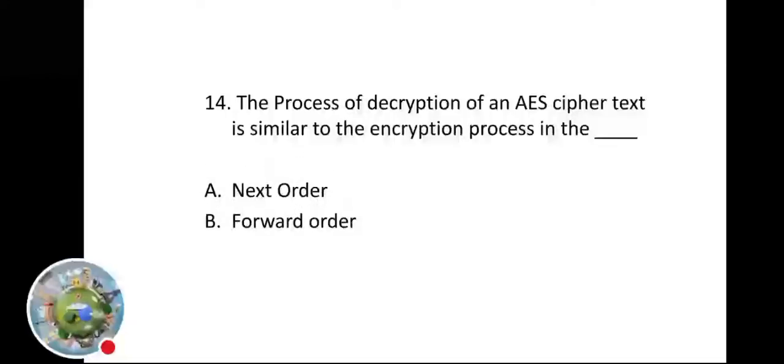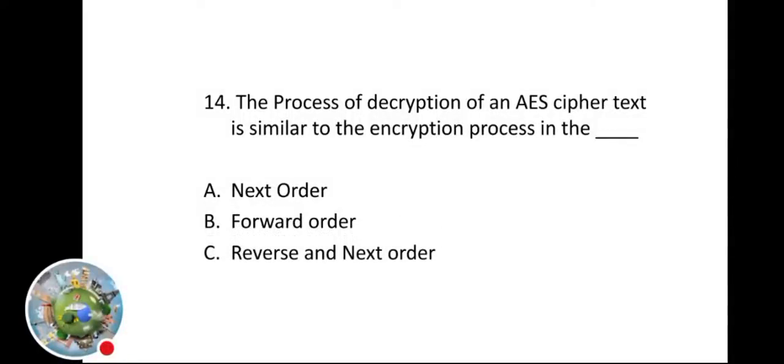Question number 14. The process of decryption of an AES ciphertext is similar to the encryption process in the: next order, forward order, reverse and next order, D mixed column, E reverse order.